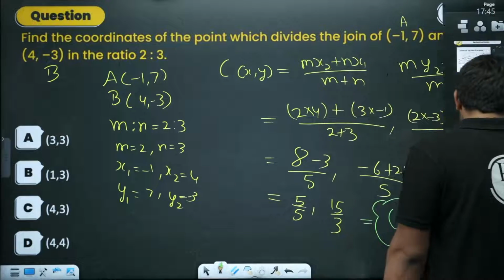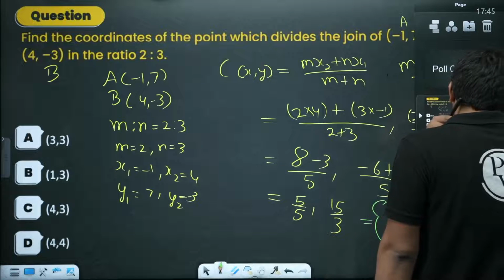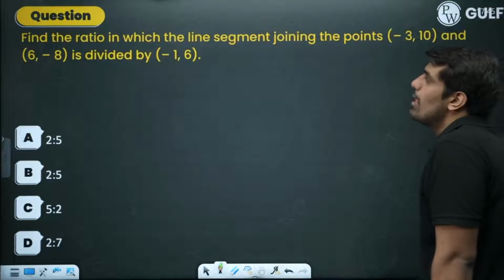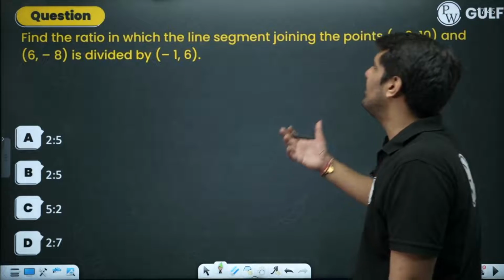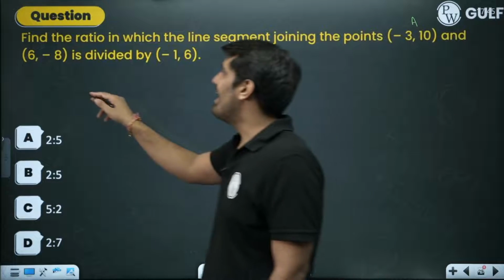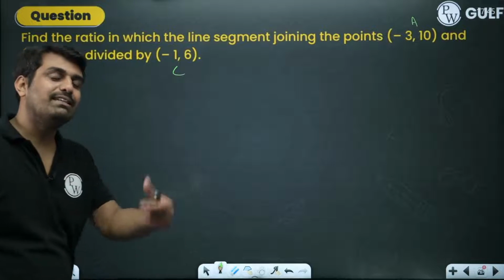Alright, so let me show you a different kind of question, a different category of question which can come up. Alright, this is the one. Find the ratio in which the line segment joining the points A and B is divided by C. So A, B, C all have been mentioned.